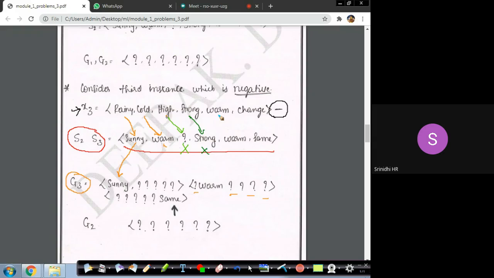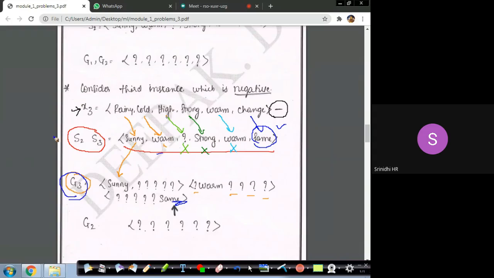Next, go with the next attribute. Here I'm having warm and warm. Again, it is same. I'll be neglecting this. Next, I'm having change and same. There is a change here. Okay, so both the attributes are different. So in this case, I'll remain same here and replace all other attributes by your question mark. So this is your updated value of G3.